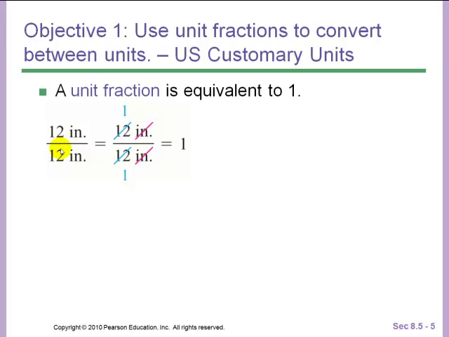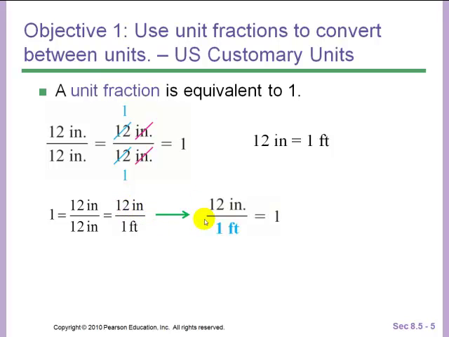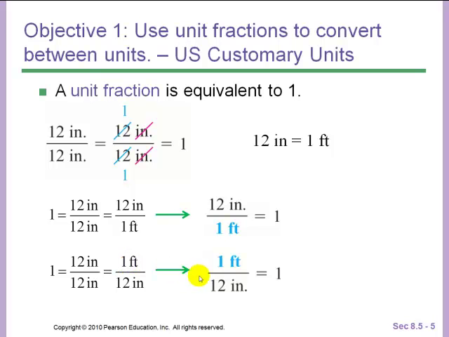Now we also know that 12 inches is the same as 1 foot. These two things are equivalent. So what we could say is that if 1 is equal to 12 inches over 12 inches, because they're the same thing on the top and bottom, we could replace one of the 12 inches with its equal value of 1 foot. Therefore, that leads to this unit fraction. 12 inches over 1 foot is equal to 1. We also could have replaced the top 12 inches, the numerator 12 inches, with 1 foot and gotten this unit fraction. These are examples of unit fractions.